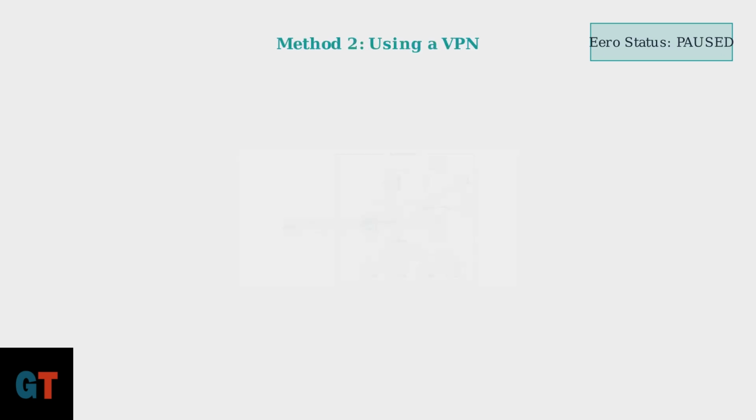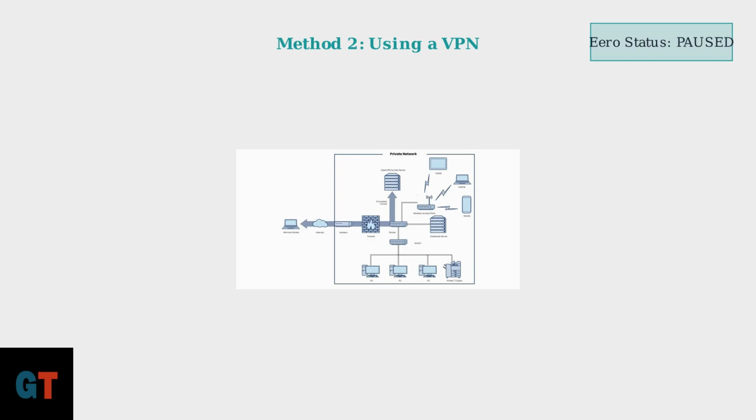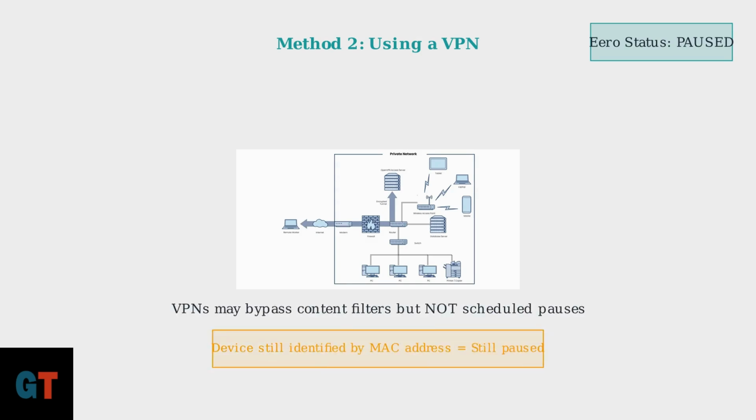The second method people try is using a VPN or virtual private network. A VPN creates an encrypted tunnel that can mask your IP address and potentially bypass content filters. While VPNs can bypass some content filters by routing your traffic through encrypted tunnels, they have a major limitation. They typically don't work against scheduled pauses that are based on your device's MAC address.